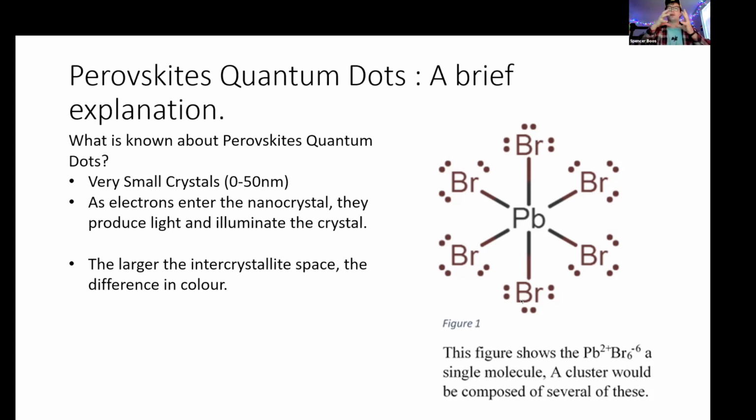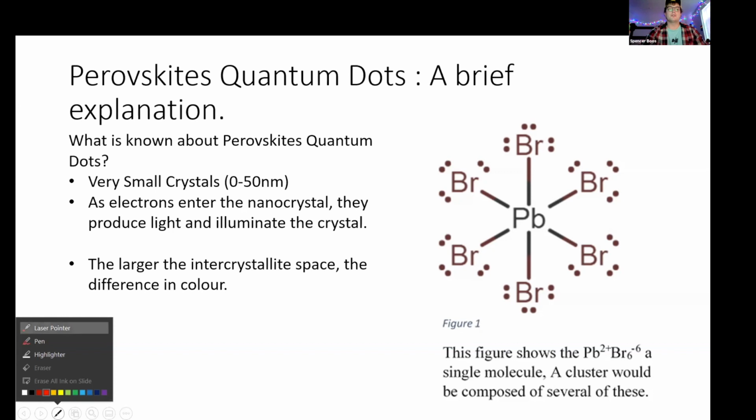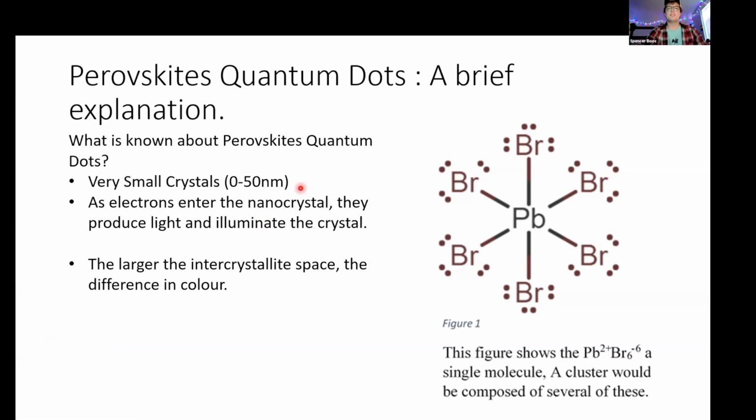A bunch of them, if they become a cluster, in this case, we have a lead bromide 6, and there's about 47, 48 in a cluster. They form what is called a nanocrystal. And these nanocrystals are very small, as shown here. Very small crystals. As the electrons enter the nanocrystal, it will start to produce light and therefore start to illuminate that crystal.